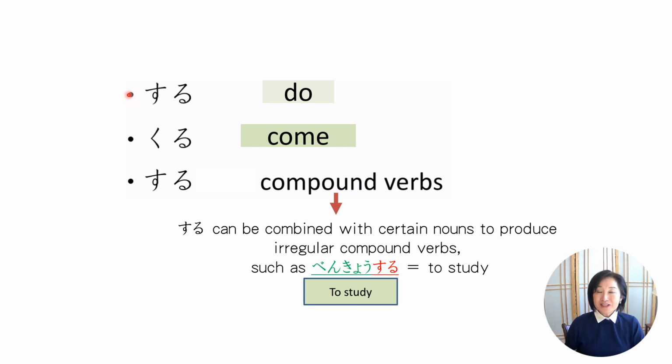Suru means to do, kuru means to come, and this suru can be combined with certain nouns to produce irregular compound verbs. For example, add the noun 勉強, studying, together with this do verb and it means to study.